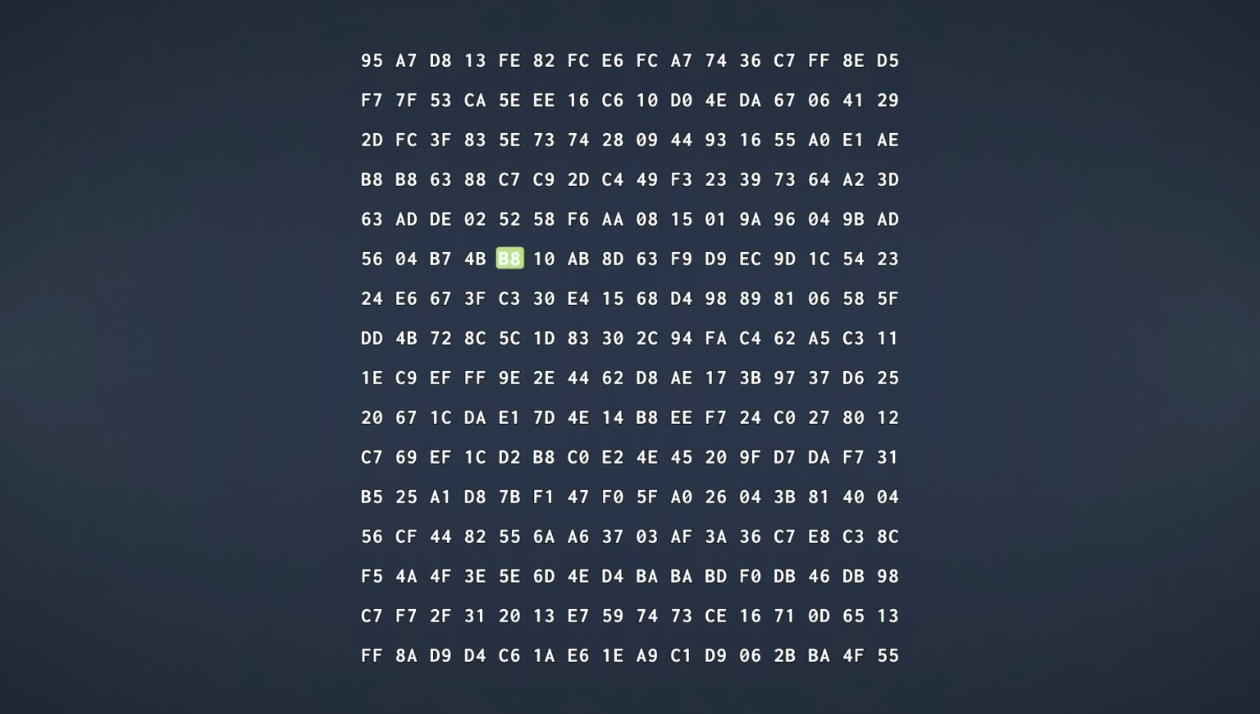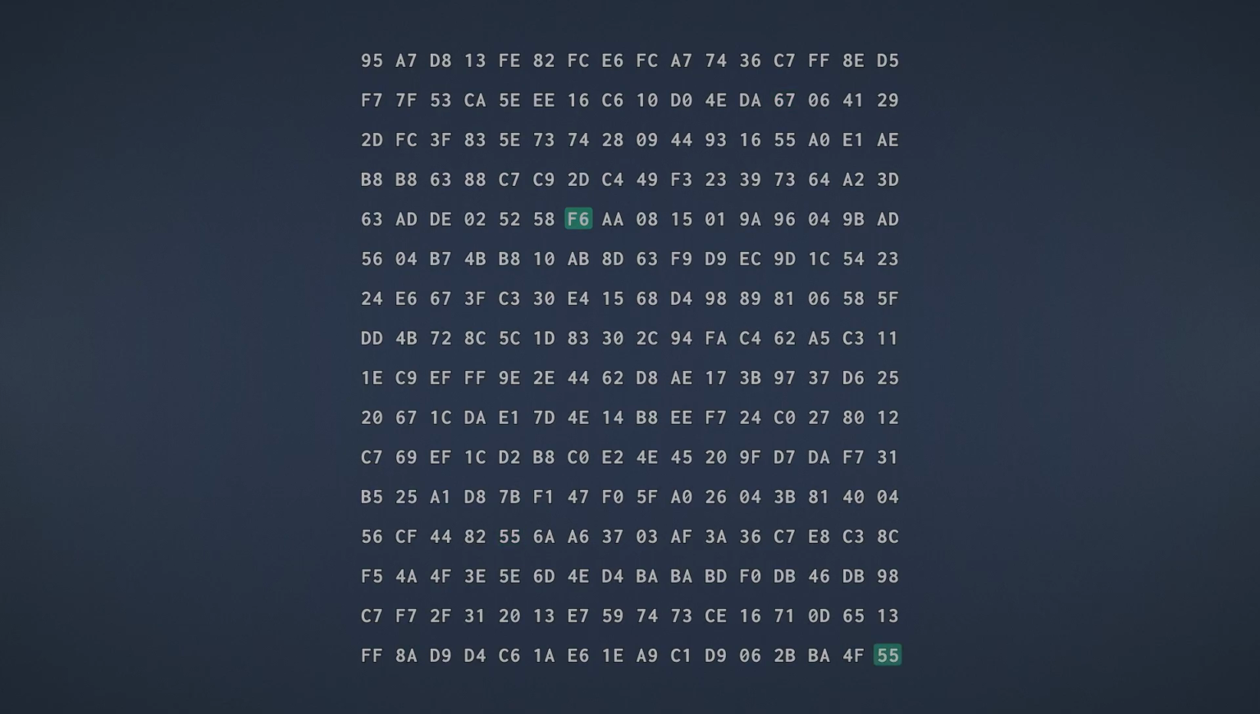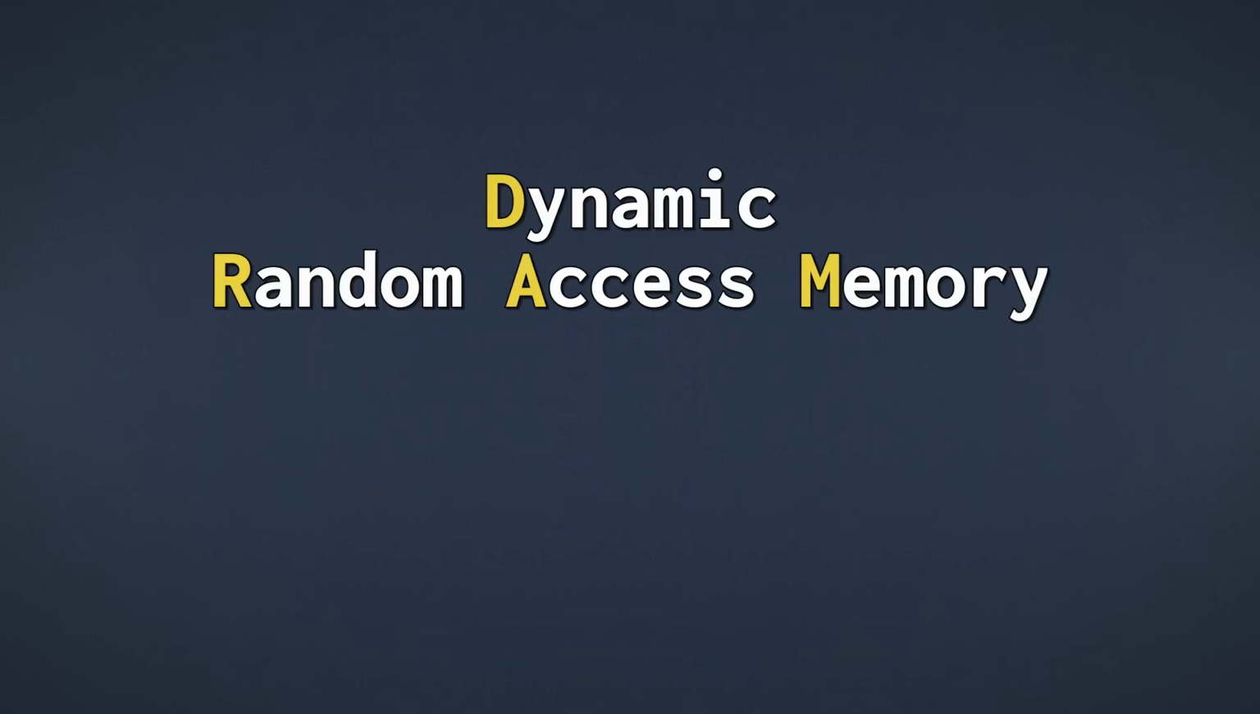However, again, RAM is random access memory. This means we can arbitrarily read and write our numbers in any order we want. As our computer needs to access many different locations in memory quickly and all over the place, this property is very useful. DRAM stands for Dynamic Random Access Memory.